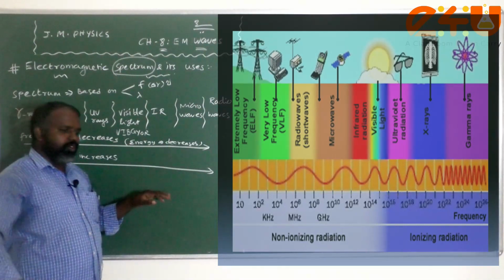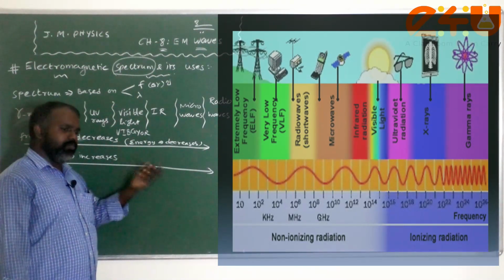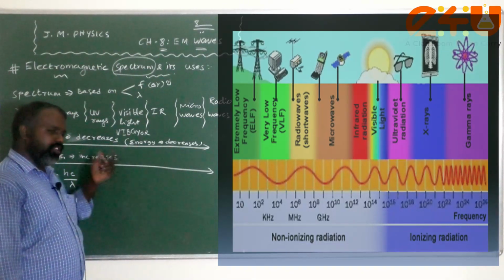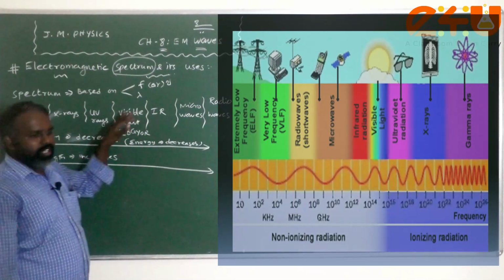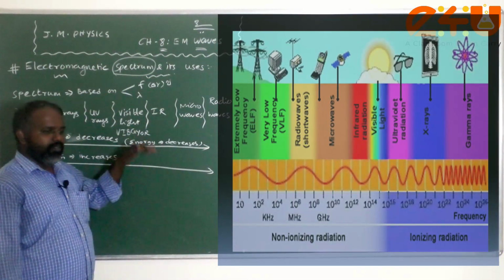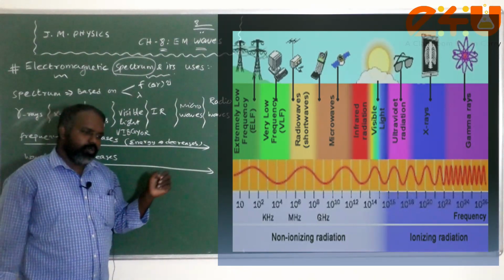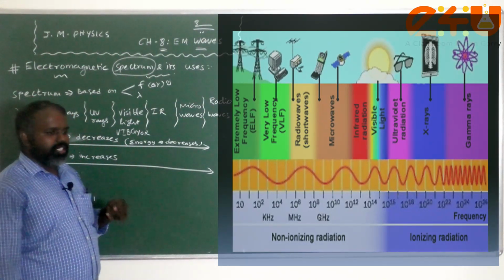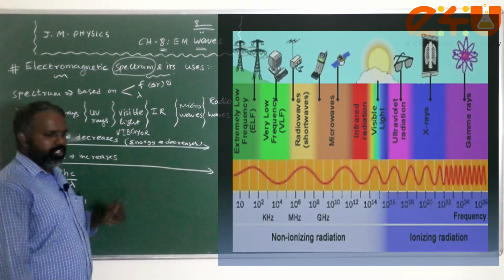In the MCQ discussion, for the numerical part I can elaborately give a model sum for understanding the problem solving part. But here I am just telling what type of question can be asked from this area. That is one type of question: they will ask you to write in ascending order or descending order of either frequency or wavelength. That is one type of question related to this area.